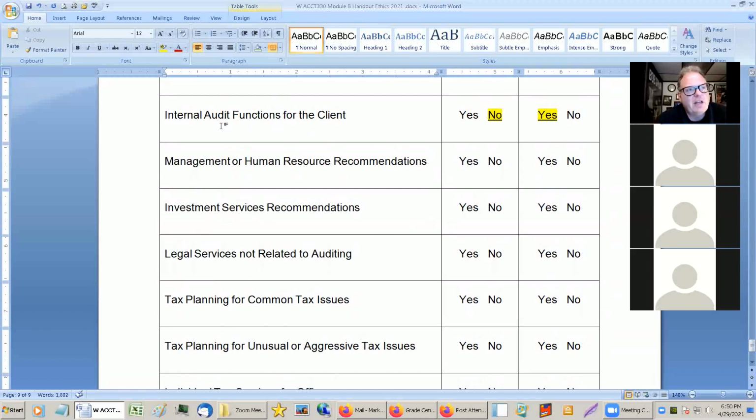Management or human resource recommendations. Generally, no. And this one is generally no, as long as you are not actually doing the hiring, as long as you're objectively carrying out your management recommendation. So for instance, if you're just doing a search and giving them a list of people or something like that, that'd be fine. But as long as you're not specifically saying, hire this person, that person.